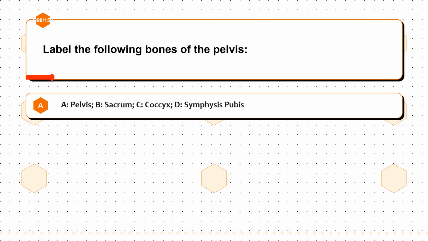Question 98. Label the following bones of the pelvis. Here are the options. Option A, pelvis. B, sacrum. C, coccyx. D, symphysis pubis.